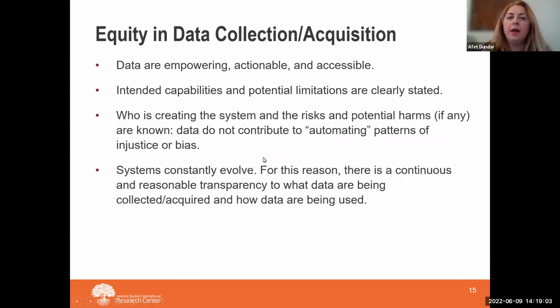And it's not only about, as I mentioned earlier in the overview, looking at equity at every stage, right? At every step before we even use that data for anything, in the data collection or acquisition stage. And for us, this part is very important in education especially, and in workforce data as well, probably.